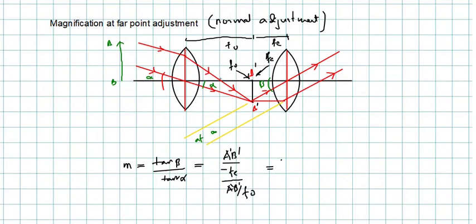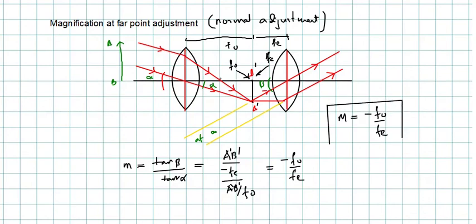So this gives us magnification to be minus f_o by f_e, and that's it. So the magnification of the astronomical telescope in normal adjustment or in far point adjustment is minus f_o by f_e. That's it.